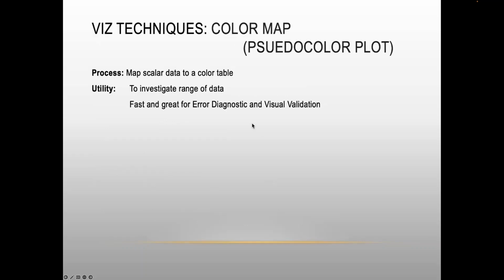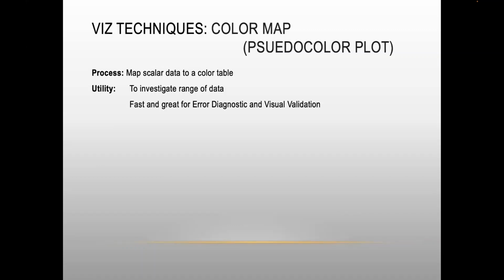Okay. So one of the techniques is called color map, or pseudo color map, or pseudo color plot, as VisIt likes to call them. In this technique, the idea is, let's say you have scalar data, that means a single variable data, and then you want to map it to a color table. Also, you could think of this as a heat map, if you will.